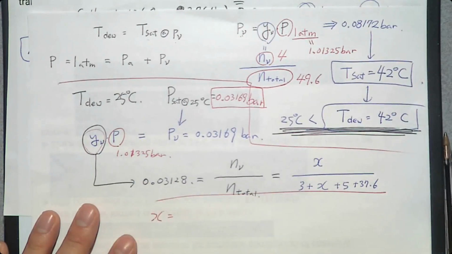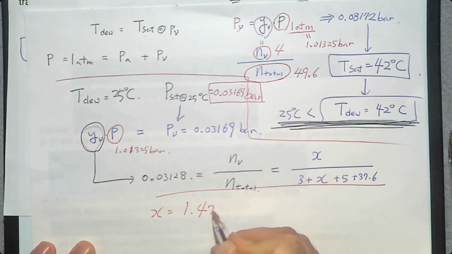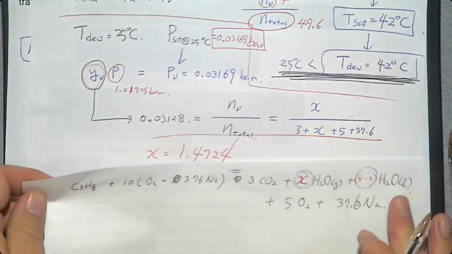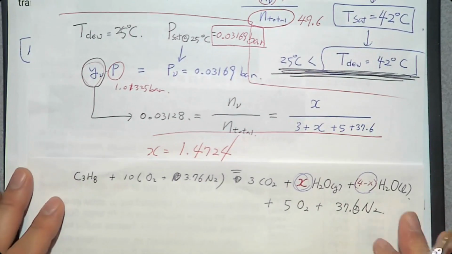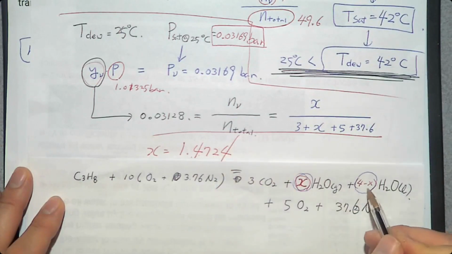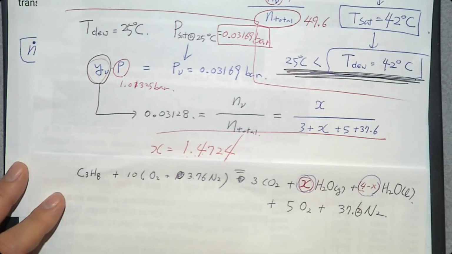X is 1.4724. Then coming back to this balanced reaction equation, this one is 1.4724. This one is 4 minus 1.4724. So what is the balanced reaction equation?